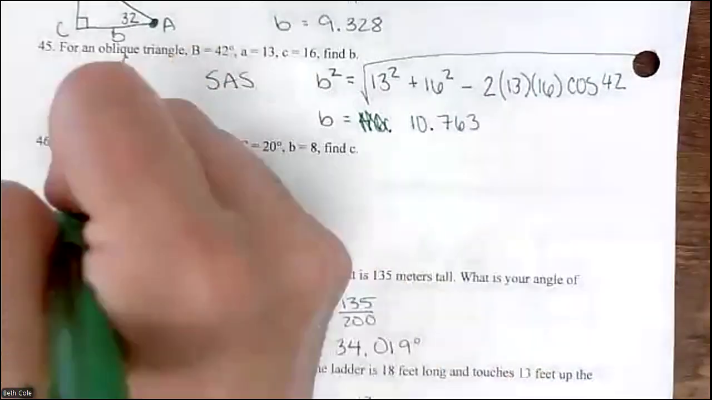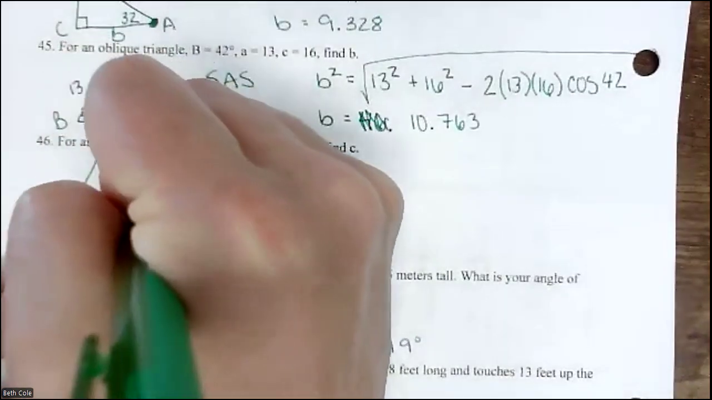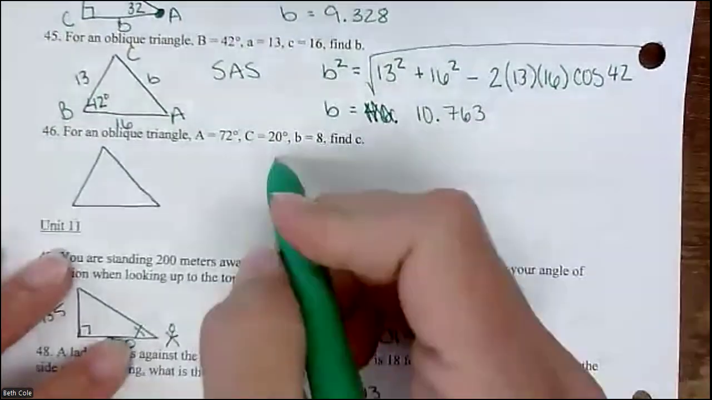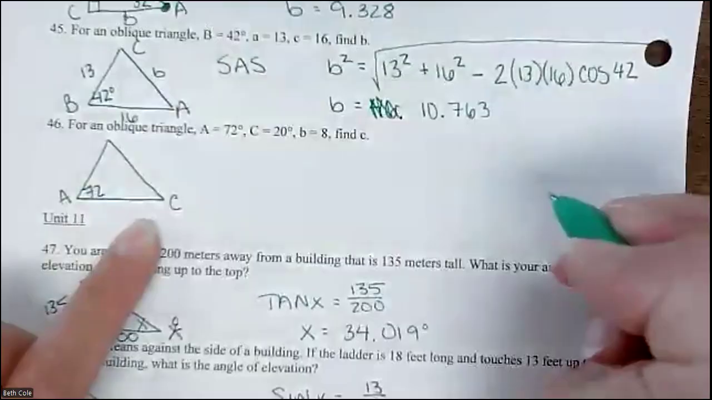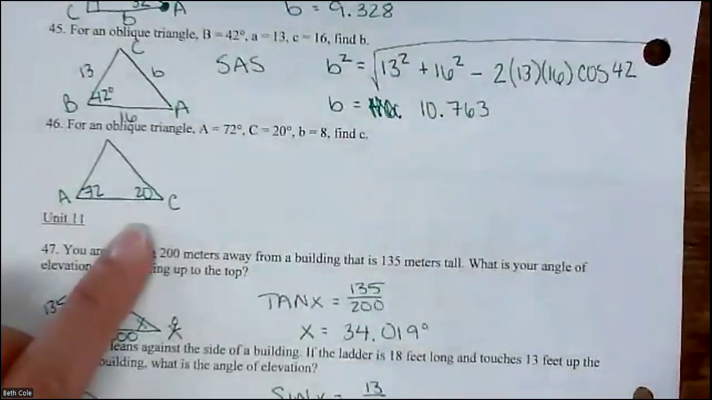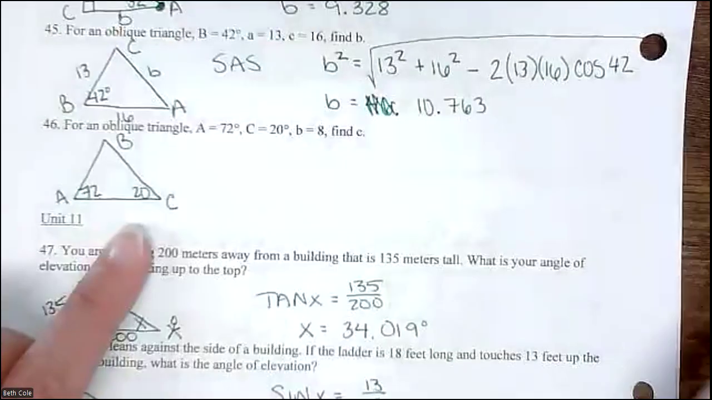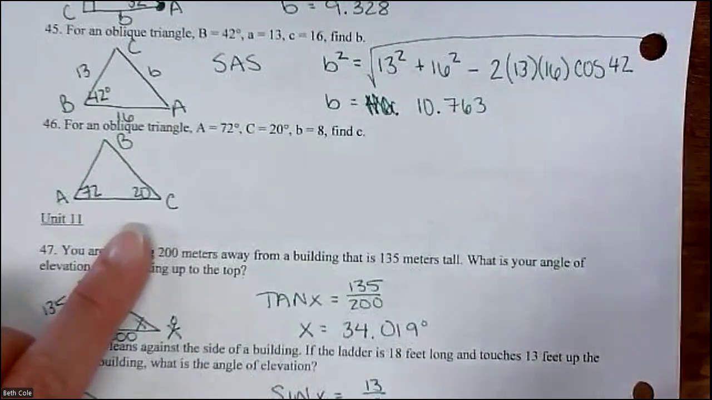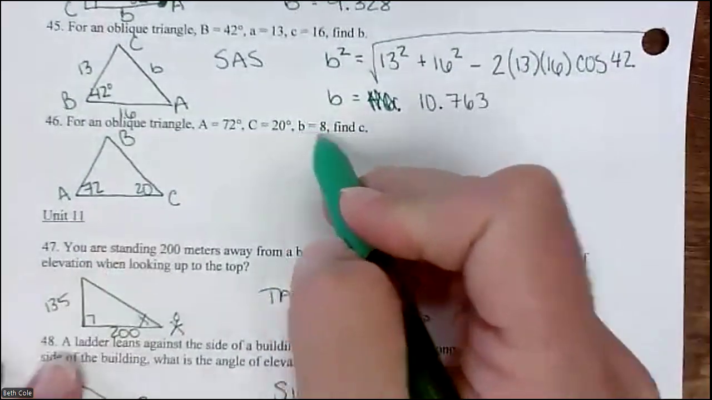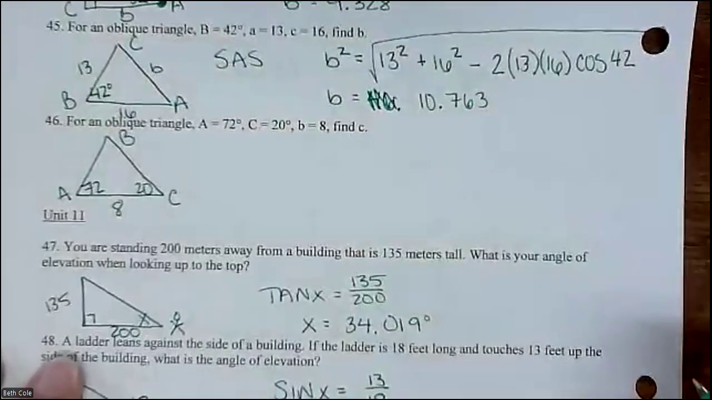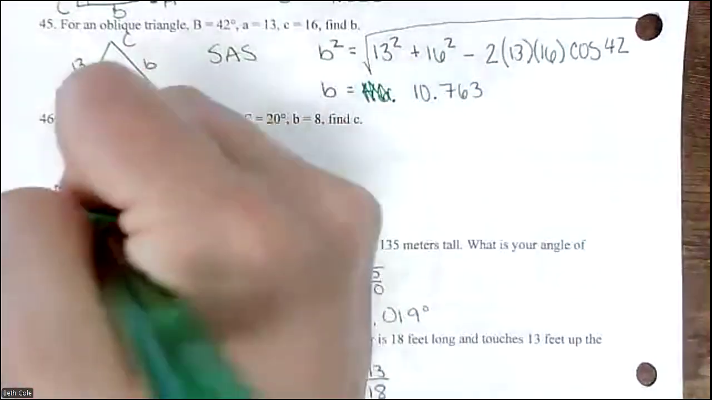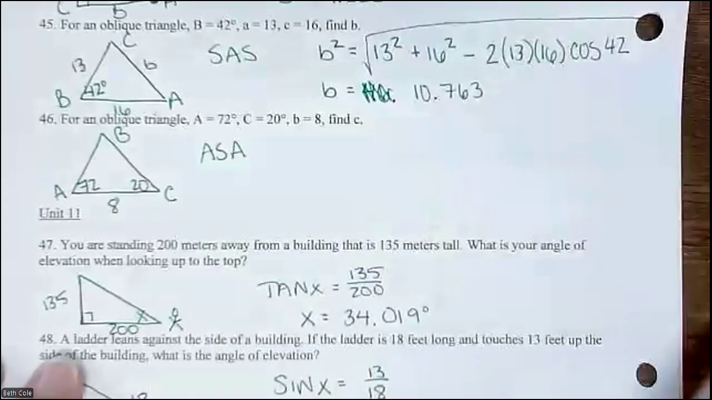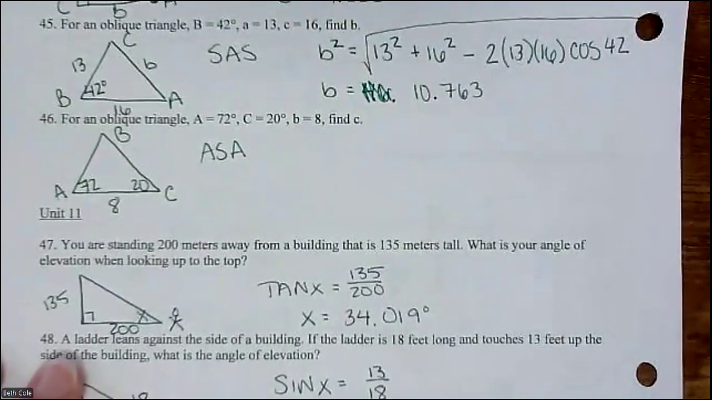Okay, last one. For an oblique triangle, just draw yourself a three-sided thing. A is 72, start at the bottom left. C is 20, you go to the bottom right. The one that you don't have anything for goes at the top. And then baby B is 8. So what is our angle and side pattern? Now that is law of sines, which is a good bit easier.